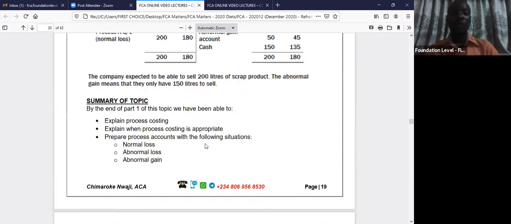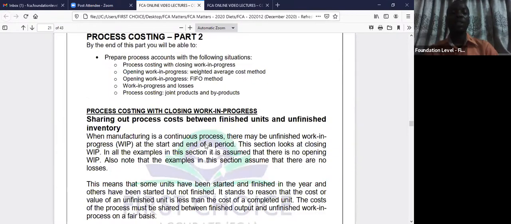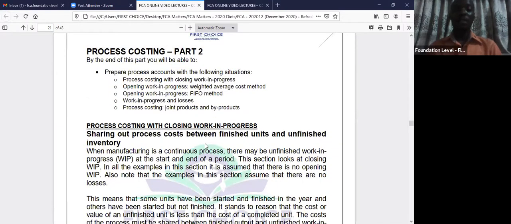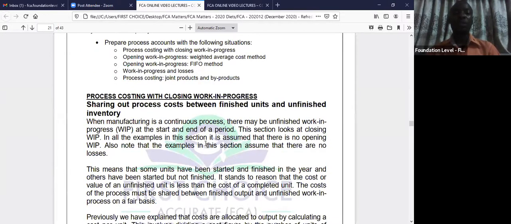Okay, we'll now go to part two of process costing. Now, this is today's lecture. The part one we did was supposed to be yesterday's lecture, which didn't hold. So, we've entered today's lecture: process costs with closing work in progress. Now, sharing out process costs between finished and unfinished inventory.